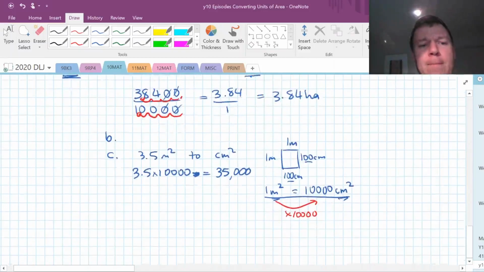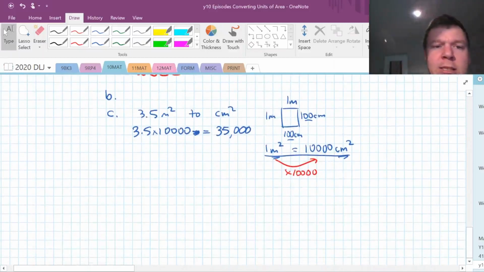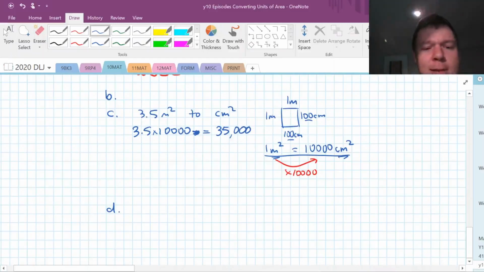All right. Let's do something complicated with imperial units to round off the lesson. America. All right. Let's do 600 feet squared to inches squared.